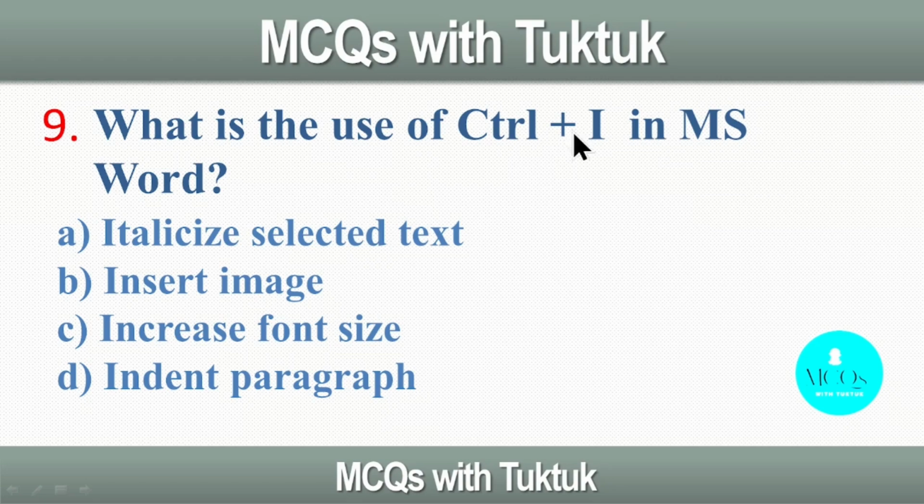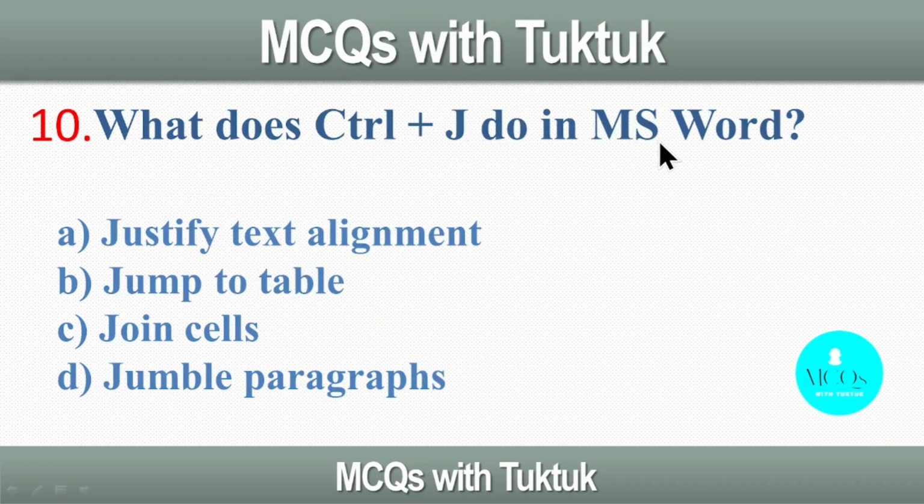Ctrl plus I, similar to Ctrl plus B, will help you to italicize the text. The text will be in italic form. What does Ctrl J do? As I have said before, Ctrl E, Ctrl J and Ctrl L. Ctrl J will give you justified text, Ctrl R right justification, Ctrl L left justification, Ctrl E center justification and Ctrl J justify the text. Both sides, left and right, will be the same.